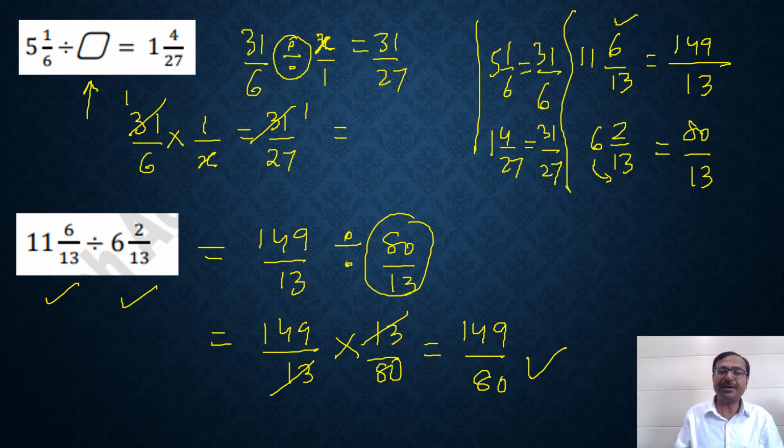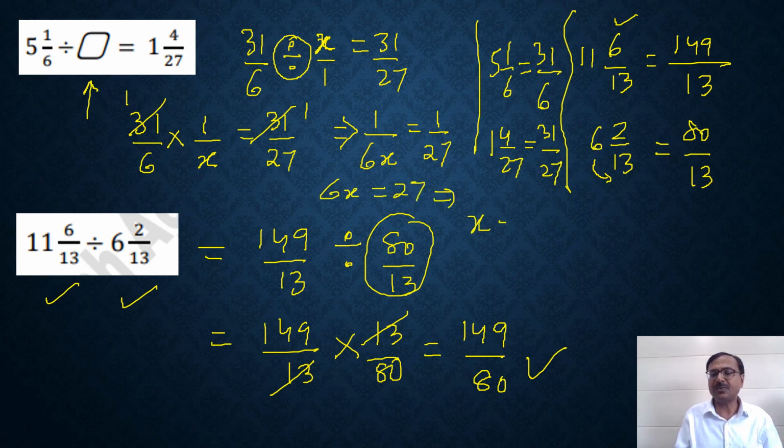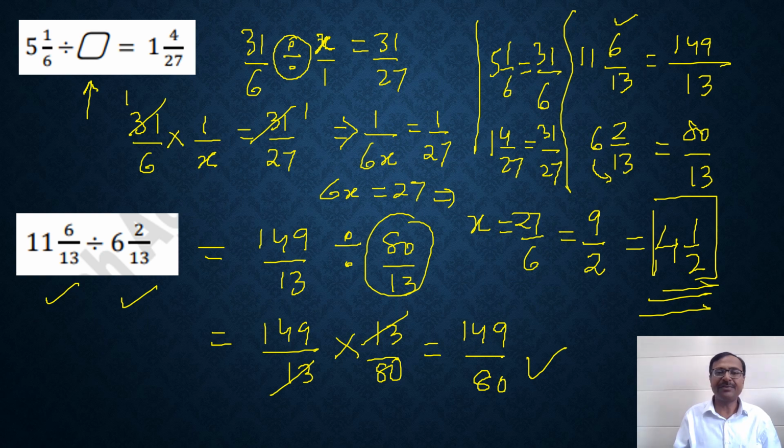So what is left in the numerator is 1/6x, and on the right hand side it will be 1/27. So if you flip it, 6x will be 27, and therefore the value of x will be 27 upon 6. The common factor there is 3, so 9 upon 2. Or you can write it as a mixed number 4.5. So this 4.5 will replace the blank here in the box.